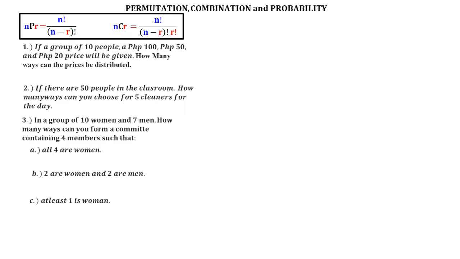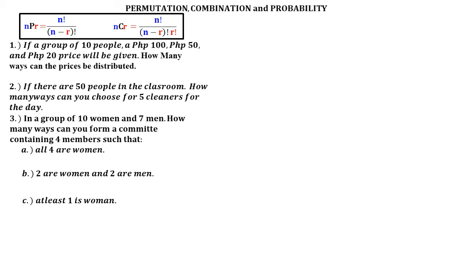Okay, so let's solve more problems. If a group of 10 people, 100 pesos, 50 pesos, and 20 pesos prize will be given, how many ways can the prizes be distributed? Okay, so the first question is, is the arrangement important or unimportant? Since magkakaiba sila ng prize, 100, 50 and 20, the arrangement is important. Okay, so this problem is a permutation problem. From a group of 10, we will choose 3.